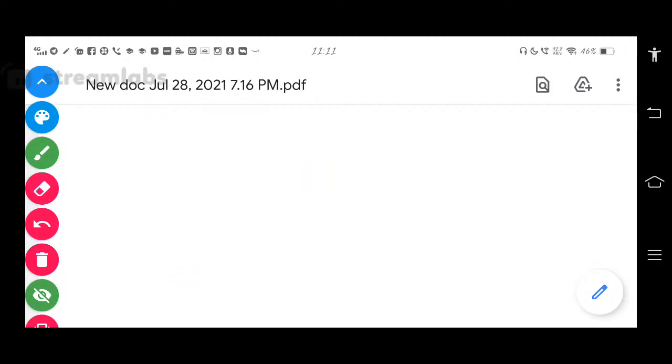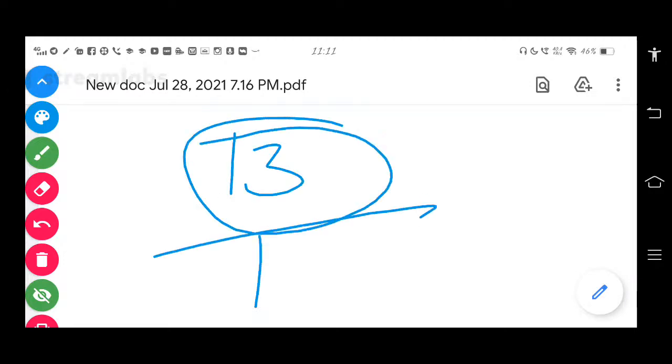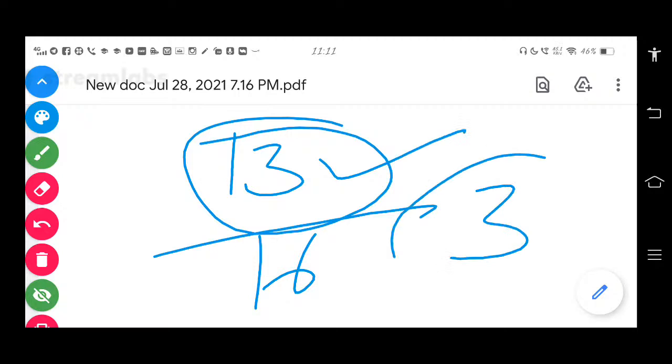So far we have discussed around 13 rules out of 16 golden rules. The rest of the 3 rules are very important rules. These are going to be discussed in our next live session.